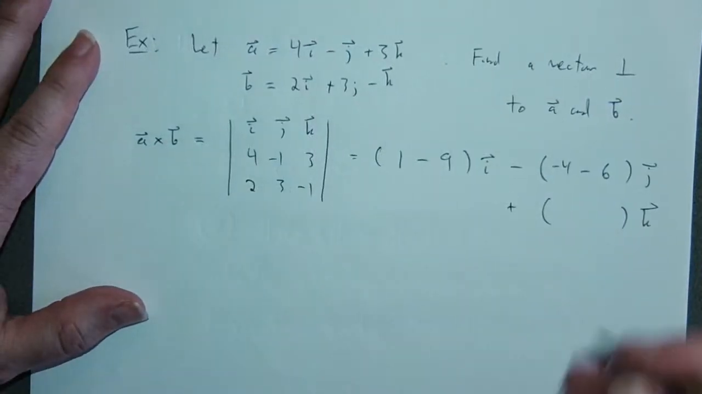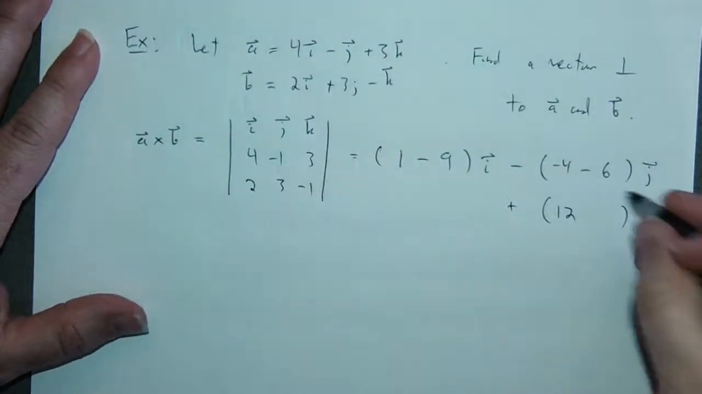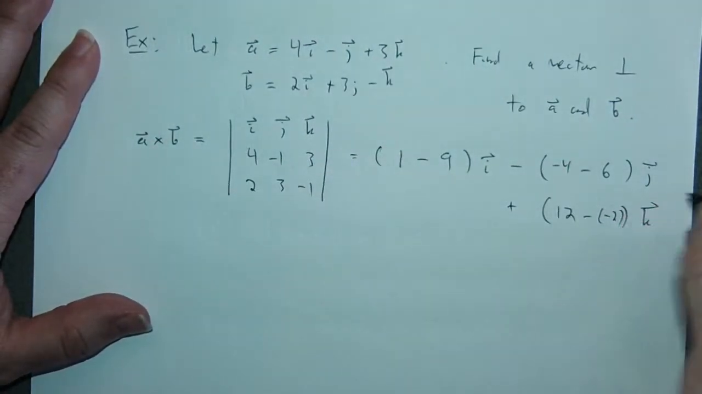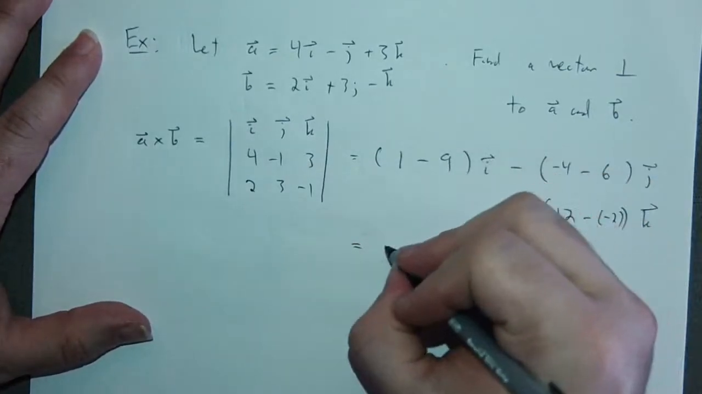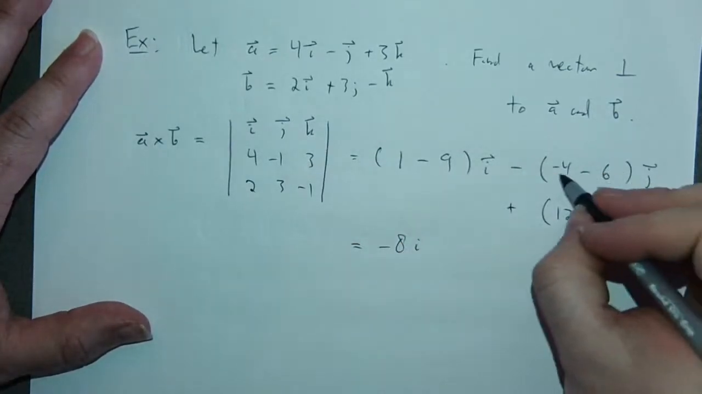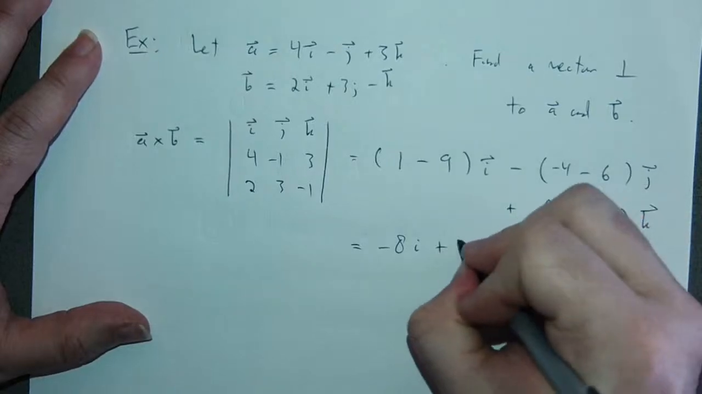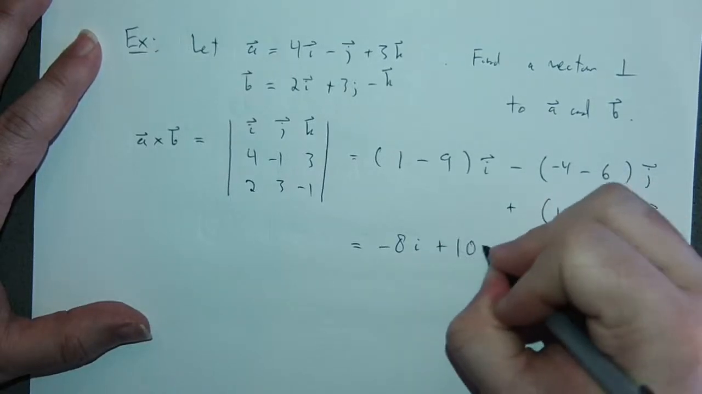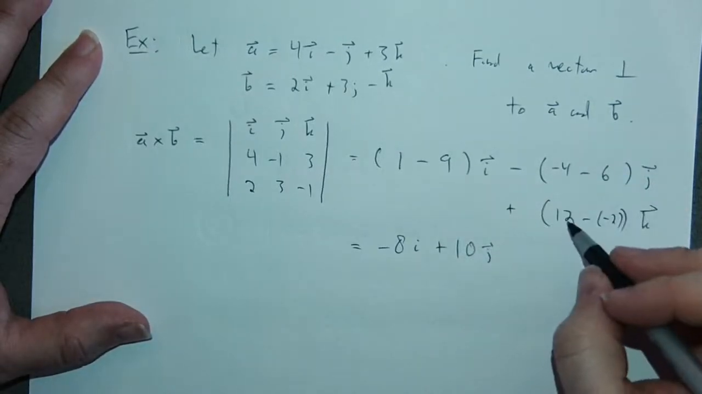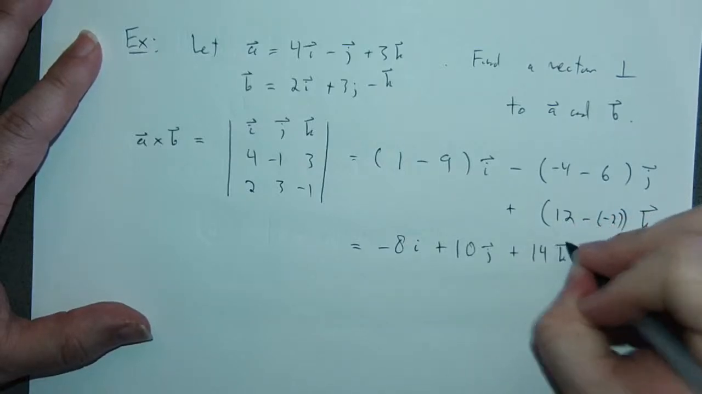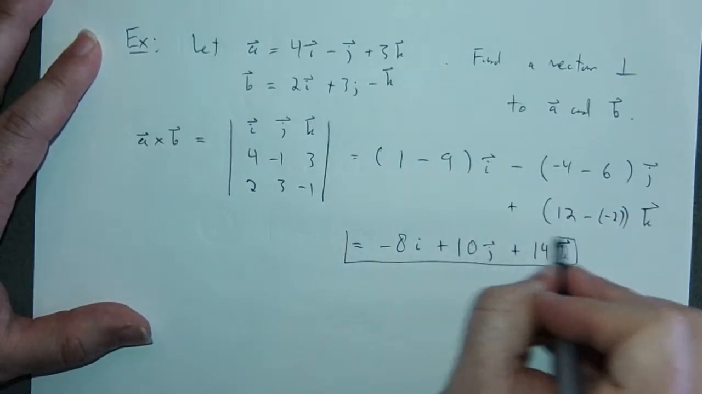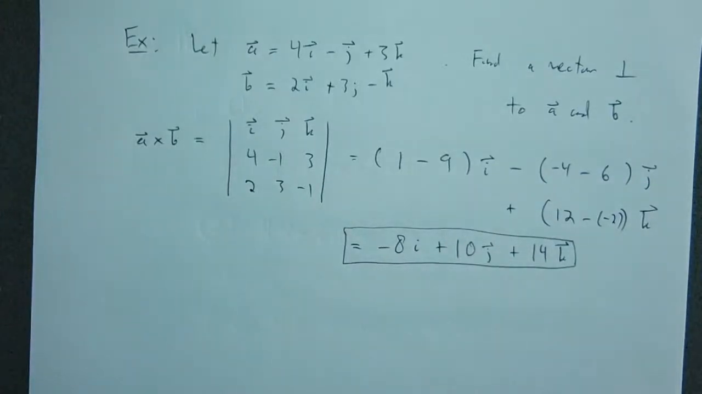All right, so this is 4 times 3, which is 12, minus 2, times k. So this is minus 8i. This is minus 10, so this minus makes it plus, so this is minus 8i plus 10j plus 12 minus 2, so that's plus 14k. Okay, so there it is.